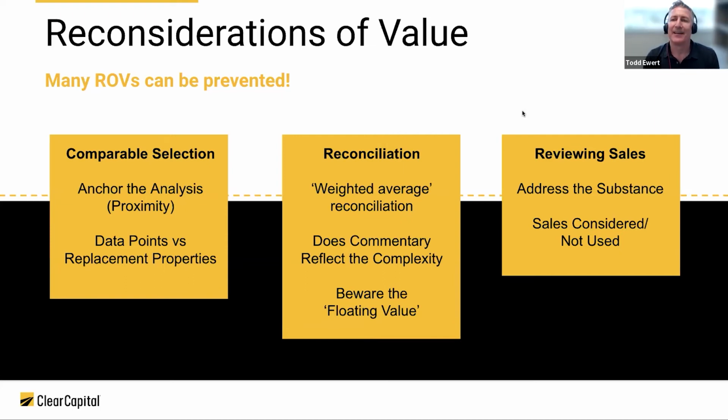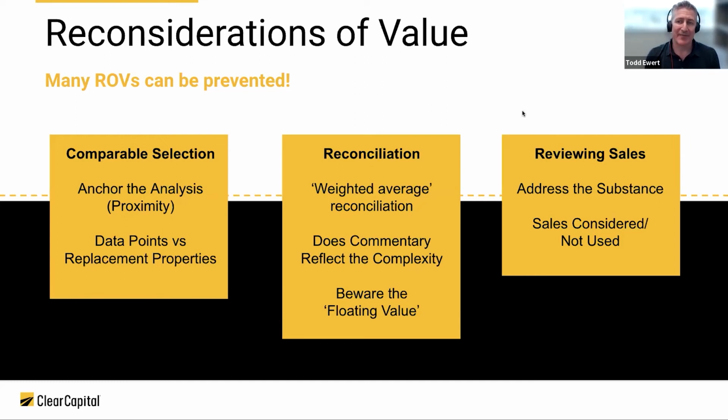So that lack of data can really be made up for with an excellent reconciliation, a discussion of characteristics that impact value. And where the weighted average reconciliation, I think, has its downside is its lack of specificity in the way that it discusses the value driving components of the subject property. And the second point here, I think, kind of summarizes it. Does the commentary reflect the complexity of the assignment? Does a weighted average really speak to the nuance of the property that you're appraising?